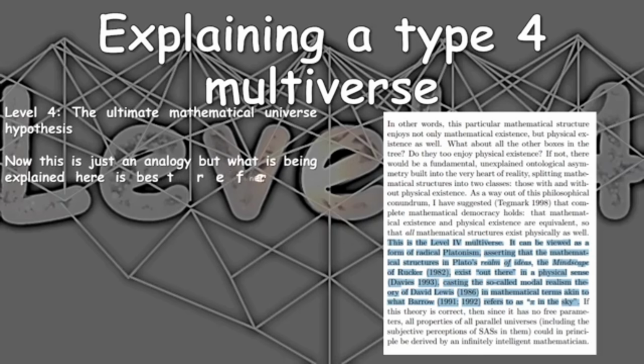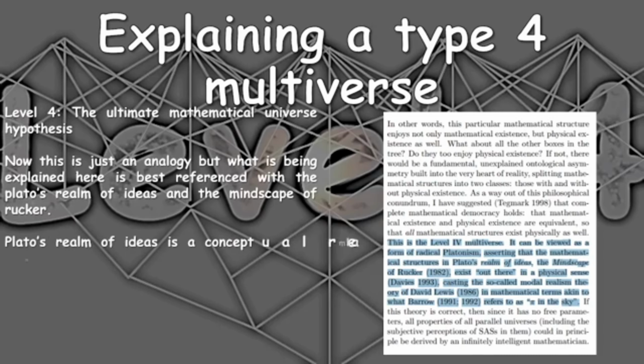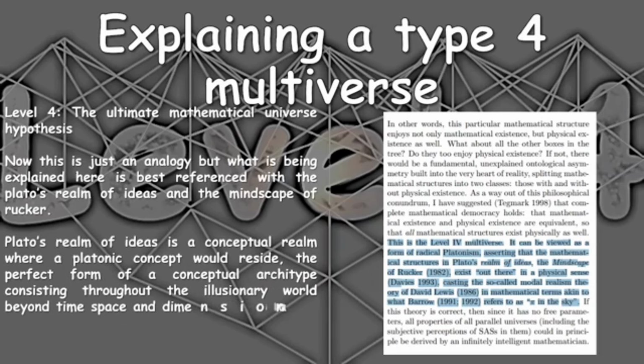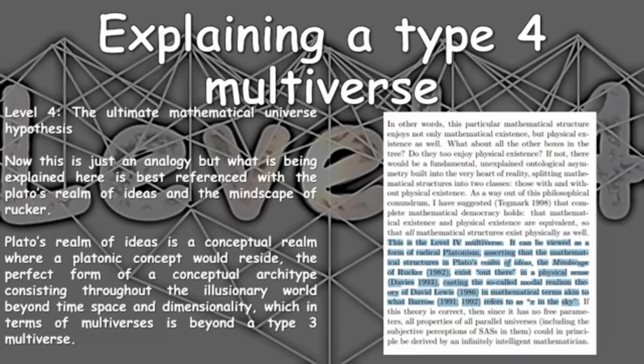Now, this is just an analogy of Tegmark. This isn't the actual description of a Type 4 multiverse, but it's useful for getting some idea of its size. The best thing for helping with its size would be Plato's realm of ideas and the mindscape of Rucker. Plato's realm of ideas is a conceptual realm where Platonic concepts would reside. They are a perfect form of conceptual archetype, consisting throughout an illusionary world beyond space, time, and dimensionality, which in terms of multiverses is easily beyond a Type 3 multiverse on its own.